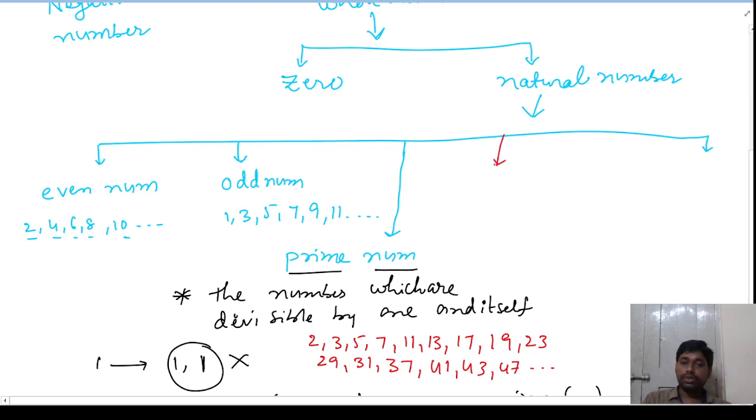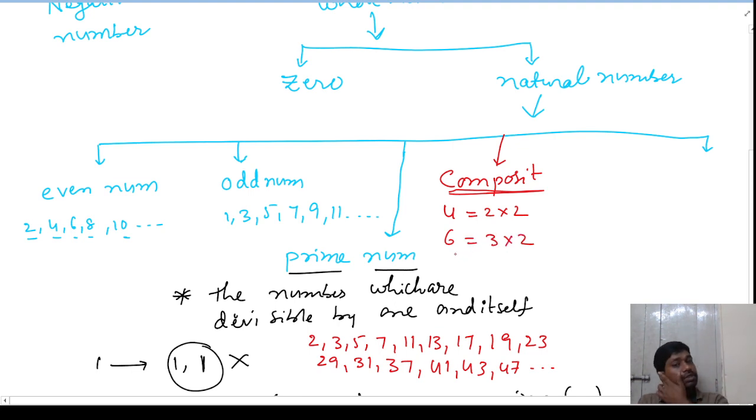The next set of numbers is composite. Composite numbers are numbers which are a product of two prime numbers, like 4, which is 2 times 2, and 6, which is 3 into 2. Any number which can be written as the product of two prime numbers is called a composite number.